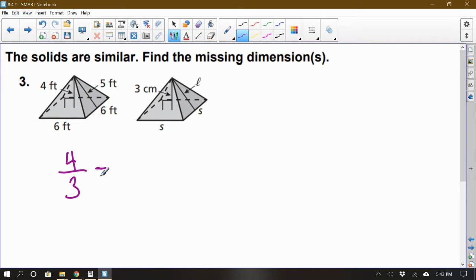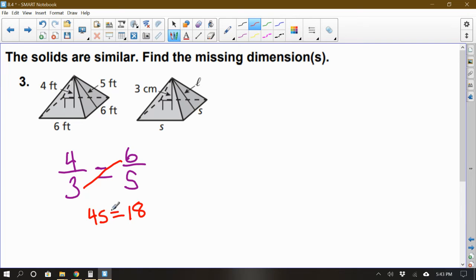All right, so now let's see here. We have to figure out this S. So how about we take that same measurement on the first pyramid over this missing one, S. Sorry, my S's look a little bit like a 5 there. Okay, let's try our cross products. So 3 times 6, well, that's 18. And 4 times S is 4S.